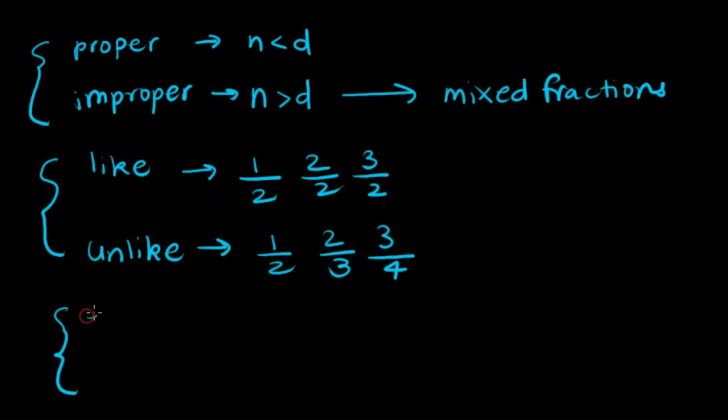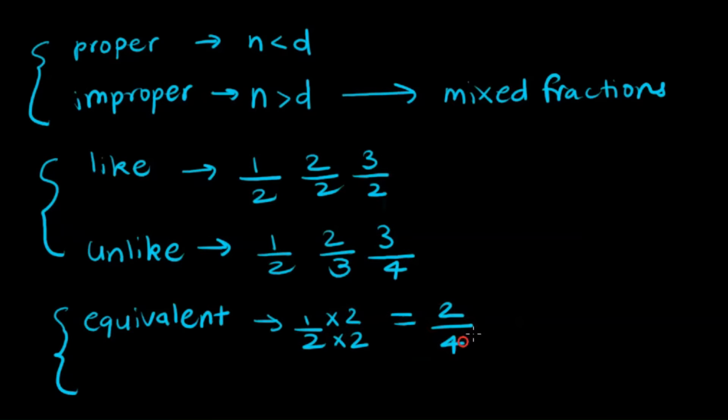Equivalent fractions are those where the numerator and the denominator are multiplied or divided by the same number to get a different fraction. Those will be equivalent fractions to each other. Probably I have 1 upon 2 and I multiply both the numerator and the denominator by 2, and I get 2 upon 4. This is an equivalent fraction to 1 upon 2. So 1 upon 2 and 2 upon 4 are equivalent fractions.